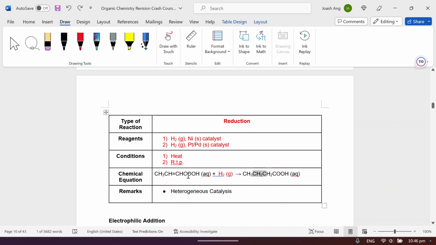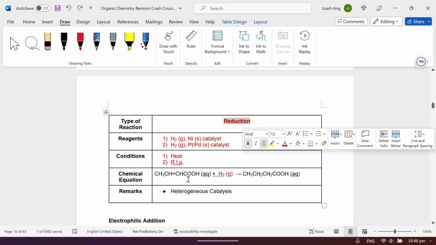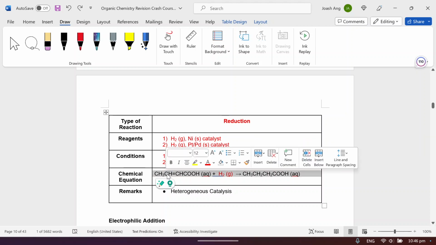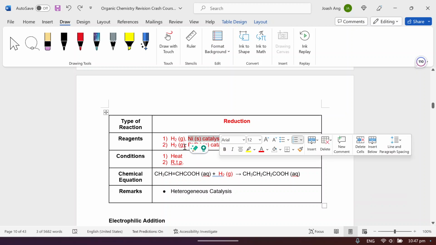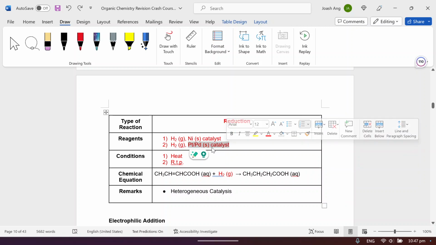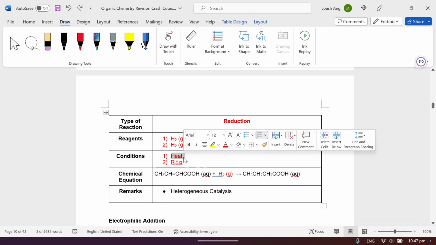Where two hydrogen atoms are added to the double covalent bond. So because of that, we call this a reduction reaction whereby the reactant gains hydrogen. So the gain in hydrogen is represented by a reduction reaction. So the reagents and conditions are as shown here. So hydrogen gas, you use nickel catalyst, or you can also use platinum or palladium catalyst. And take note that the conditions for each of them are different.